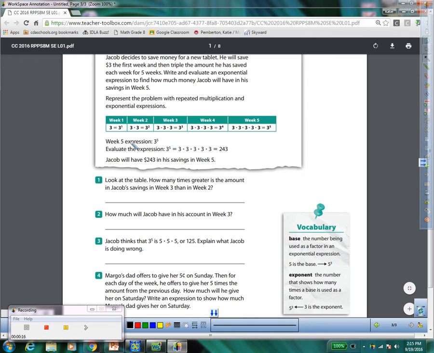Starting with the first problem, you're using the table above, so read through the problem, pause the video if you need to. Look at the table. How many times greater is the amount in Jacob's savings in week 3 than in week 2?